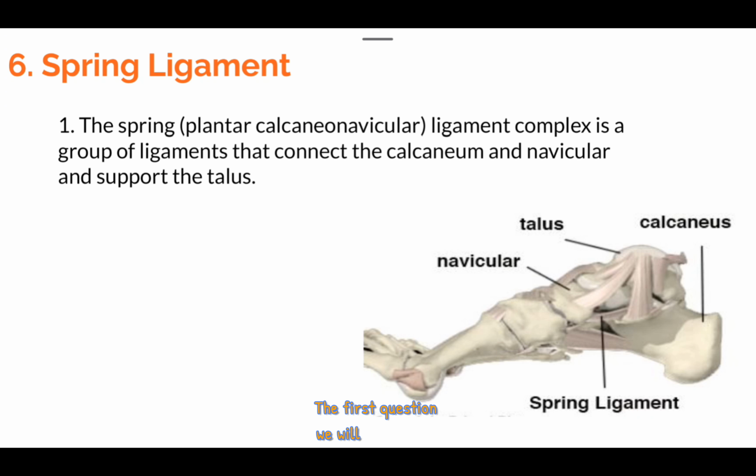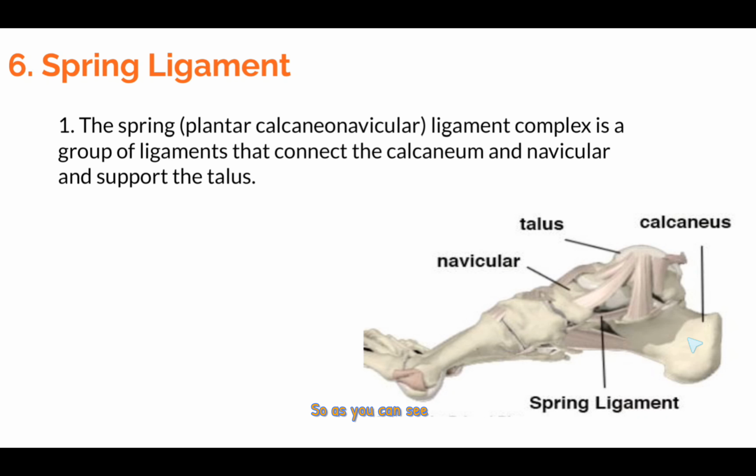The first question we'll be seeing is the spring ligament. Actually, we all know the location of the spring ligament is in the foot. The spring ligament complex is a group of ligaments that connect the calcaneum and navicular and support the talus. It is a ligament complex constituted of three ligaments, which together connect the calcaneum and navicular bone and also provide support to the talus bone.